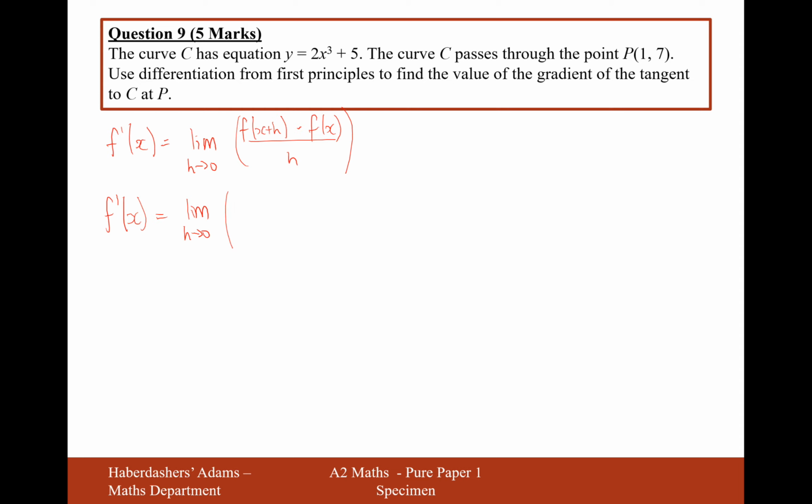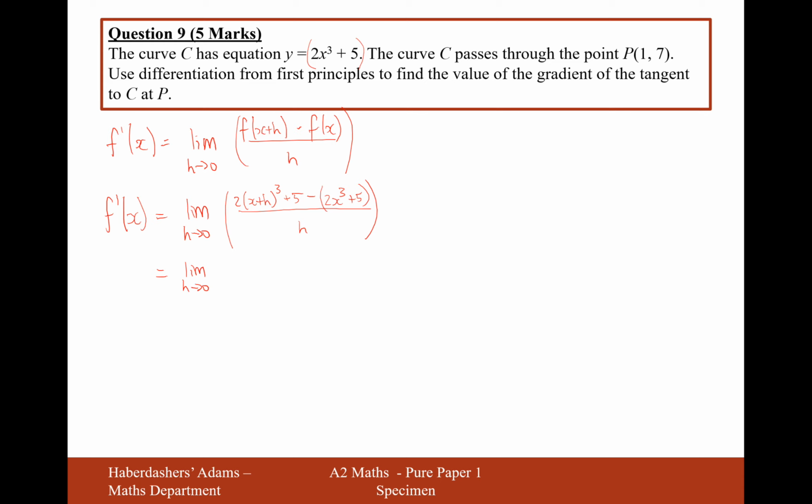So f of x plus h. F of x is this expression here, so it's just going to be x plus h, where that cubed expression is, so it's 2 lots of x plus h, all being cubed, plus 5, minus 2x cubed plus 5. So the 5 is going to disappear from the top very, very quickly. Let's expand what we now have.